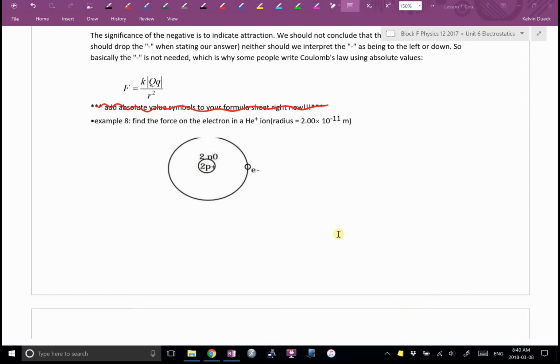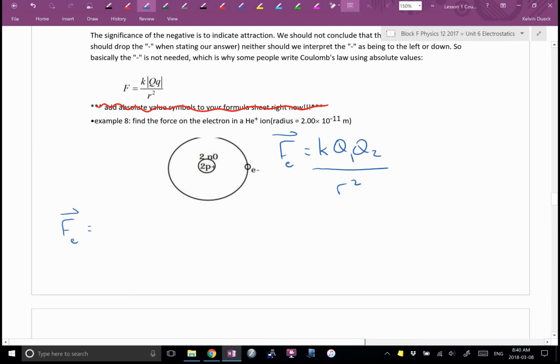Ira, what does this question, example 8, want us to find? Force. Which force? Electric force. So we're going to use Coulomb's Law. It's going to be k Q1 Q2 over r squared. And now we're at the plug and chug stage as far as I'm concerned, Ira.